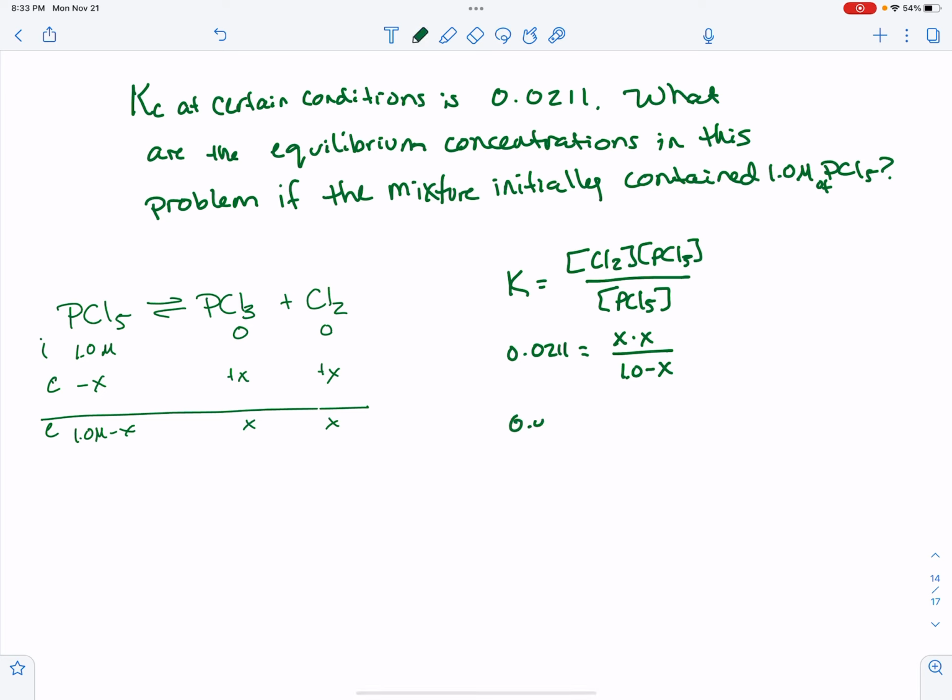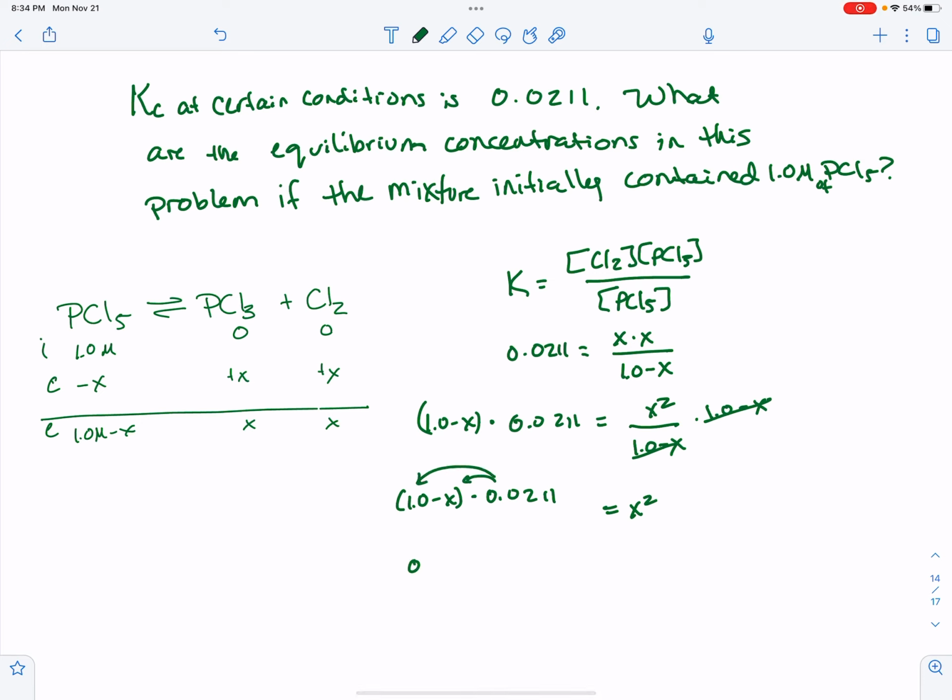we can see that we have 0.0211 equals X squared over 1.0 minus X. Now we're going to multiply both sides by 1.0 minus X, because I don't want an X in the denominator. That's my first issue right now. So 1.0 minus X. That'll let these two things cancel, and then I'll have X squared equals 1.0 minus X times the 0.0211. So then my next issue is that I have an X on the left and on the right.